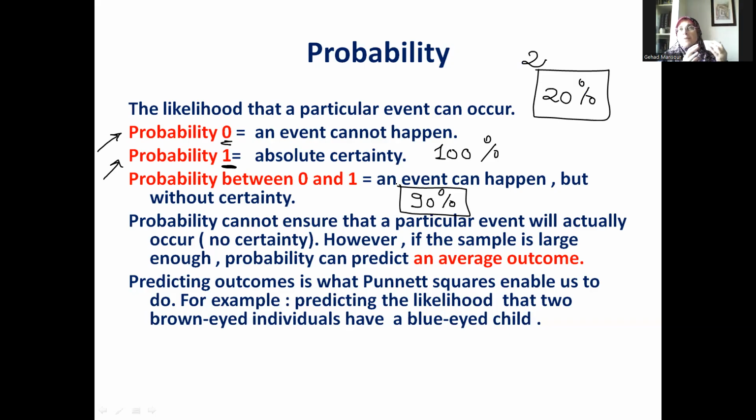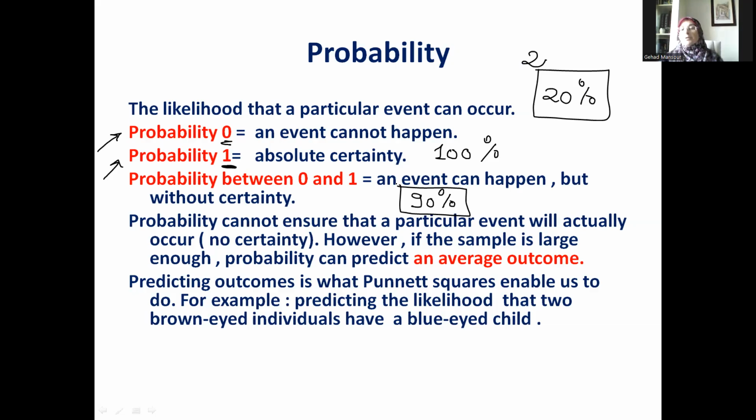This gives you an indication about how high the possibility of this event to occur is. So when you say 90%, there is a high possibility of this event to occur, but you can never ensure and certify that this event will occur.